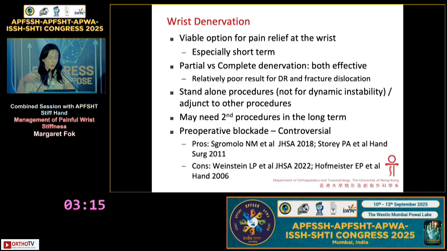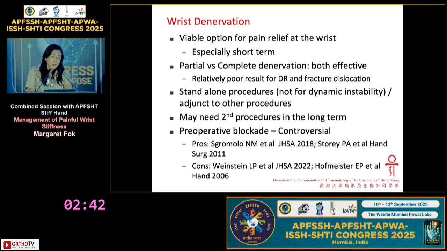So what does that all mean? Well, it means that wrist denervation is a viable option for pain relief of the wrist, especially for the short term. Partial and complete denervations are both effective, but there is a relatively poor result for distal radius fracture dislocation, especially if you just do a denervation and you don't actually correct the malalignment. It can be used as a standalone procedure, but not for dynamic instability. But in dynamic instability and others, you can use it as an adjunct to other procedures.